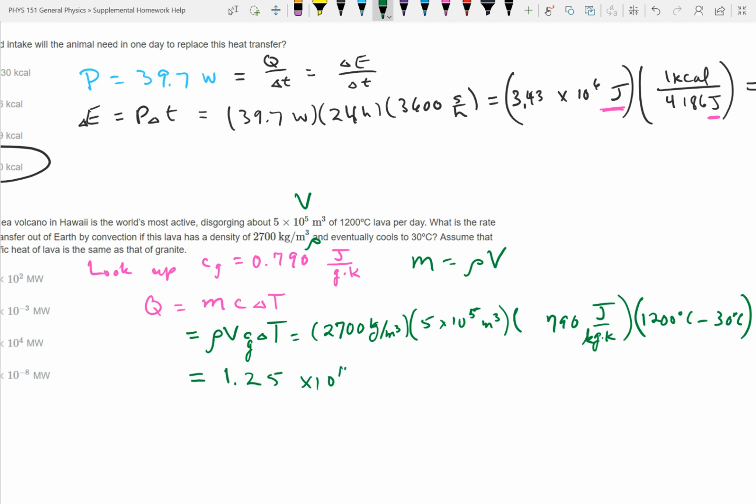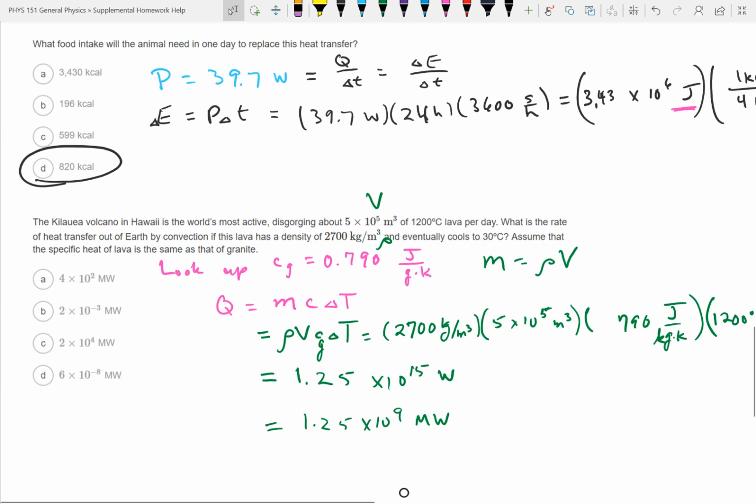1.25 times 10 to the 15 is what you believe the answer to be, right? Mm-hmm. And so that's watts. So now what's a megawatt? 10 to the 6. Okay. 15 minus 6 is 9. Well, that's still not any of those answers. Why is it 1200 Celsius? Okay. Yeah, I got 1.247 times 10 to the negative 15. They're not the same. I don't know what happened.